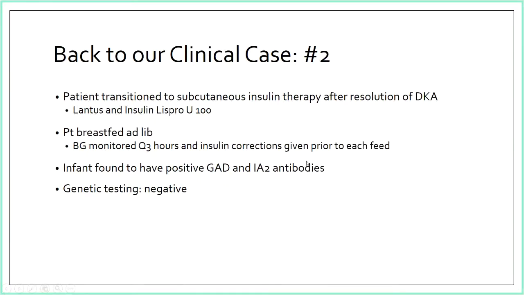And our second clinical case, the young lady with trisomy 21, after resolution of DKA, was transitioned to subcutaneous insulin therapy. Because she was older, a little bit bigger, she was able to use insulin lispro U100 and Lantus. She was breastfed ad lib. Blood sugar was monitored every 3 hours and insulin corrections given prior to each feed. She was ultimately found to have positive GAD and IA2 antibodies. She did have genetic testing sent, and it was negative.